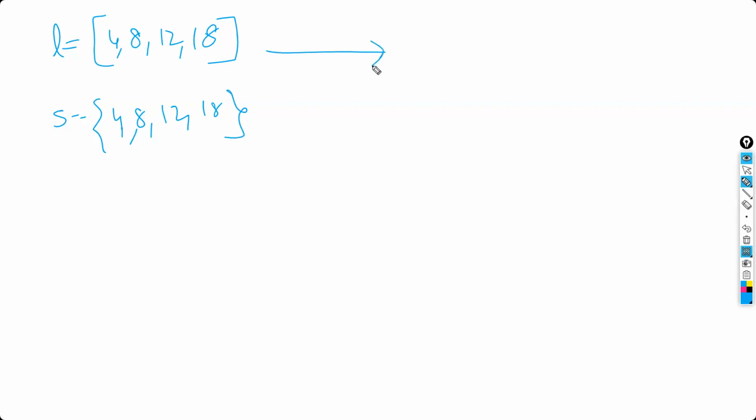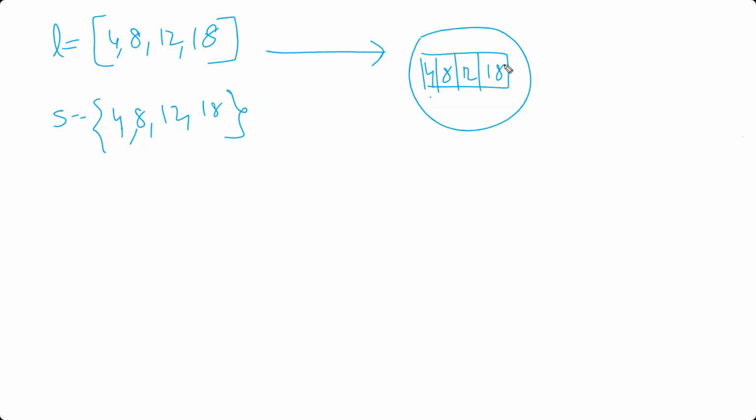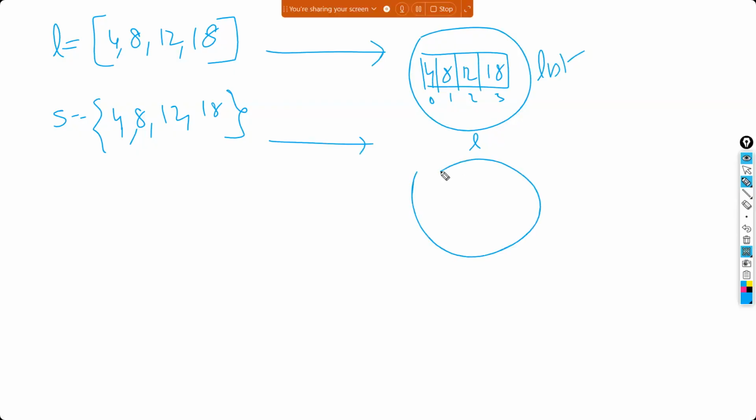In the list, it is going to create an object with 4, 8, 12, 18 and index numbers 0, 1, 2, 3, that is positive index numbers. Similarly, negative index numbers go in the reverse direction. This is the list type. When it comes to the set, it is going to create an object with 4, 8, 12 and 18. You are going to get an object like this.